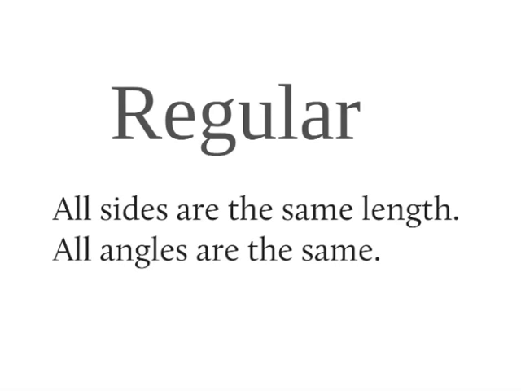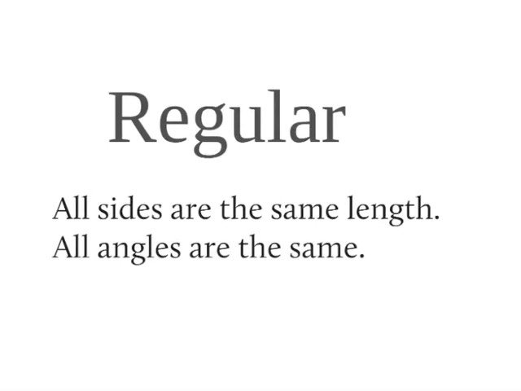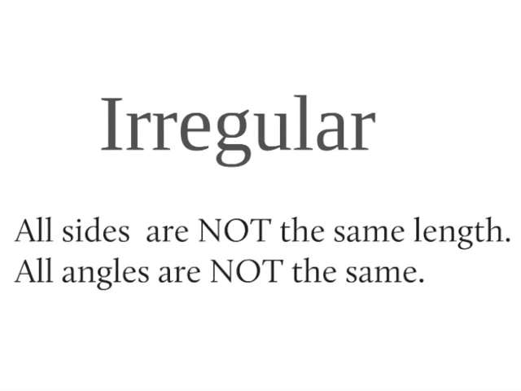We can either split polygons into regular polygons, and that means that all the sides on the shape are the same length, and all the angles in the shape are the same size. If polygons aren't regular, they'll be irregular, and that means that all sides are not the same length and all the angles are not the same.